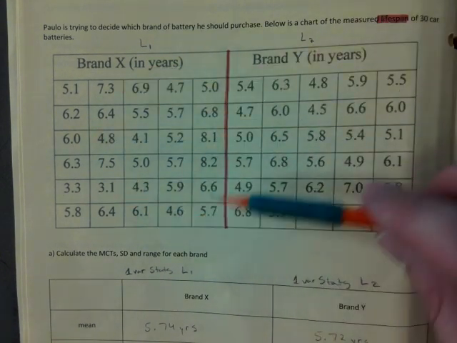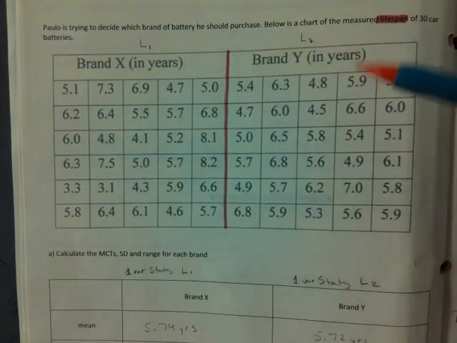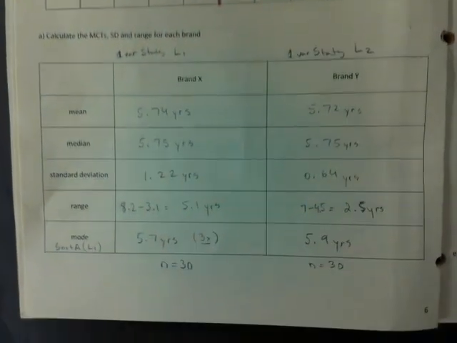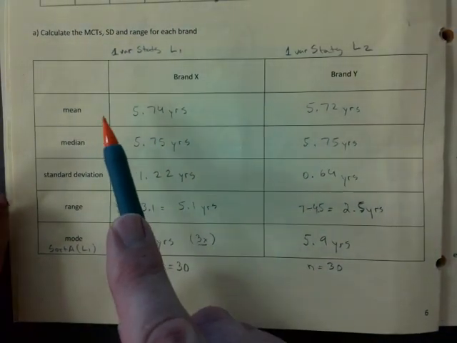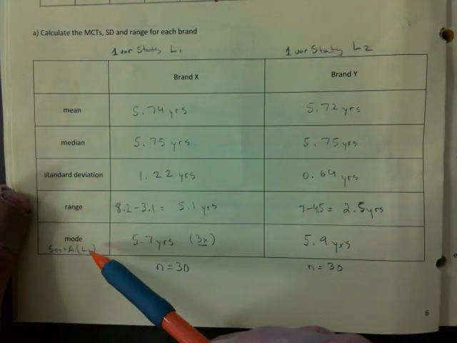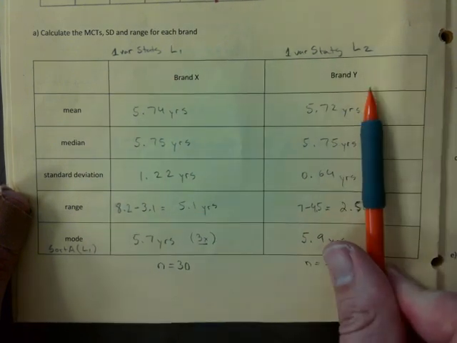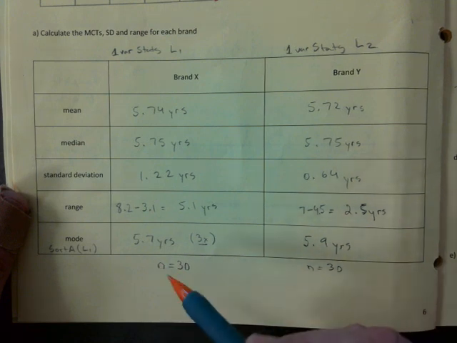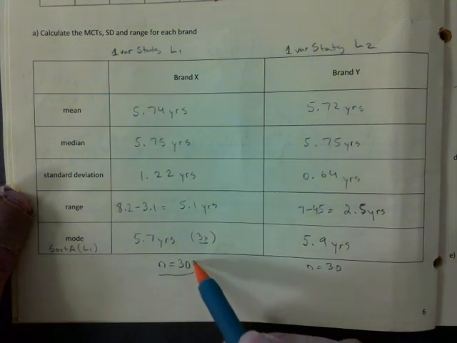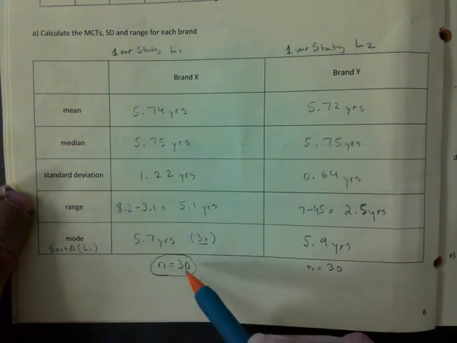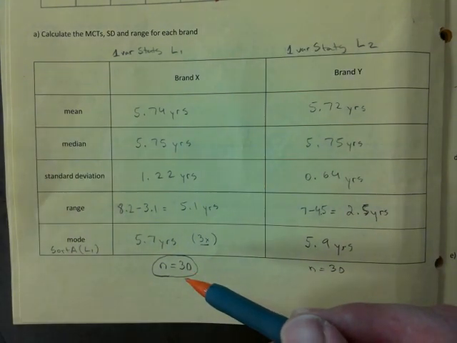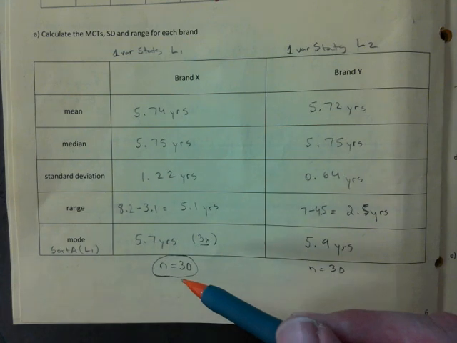So when I asked you to enter this into L1 and L2, we can figure out the mean, the median, standard deviation, range, and the mode for both sets of data. This I did cover in the video, okay? One thing I want to make sure that you always look at, hey, how many numbers did I type in? Because if you miss one, if this is 29, okay, that means that you've missed one.